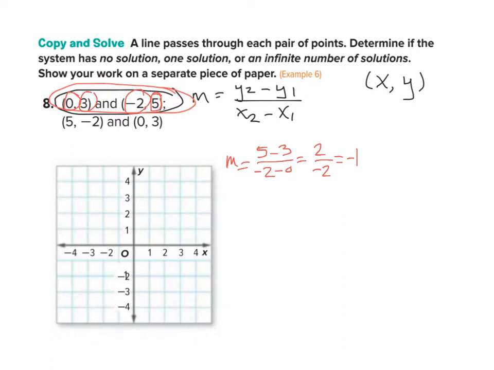Now my slope for my second equation is m equals y2, which is 3, minus y1, which is negative 2, so minus a negative 2, over 0, which is x2, minus x1, which is 5. So 3 plus 2 is 5, and then 0 minus 5 is negative 5. So this second equation has a slope of negative 1 as well.